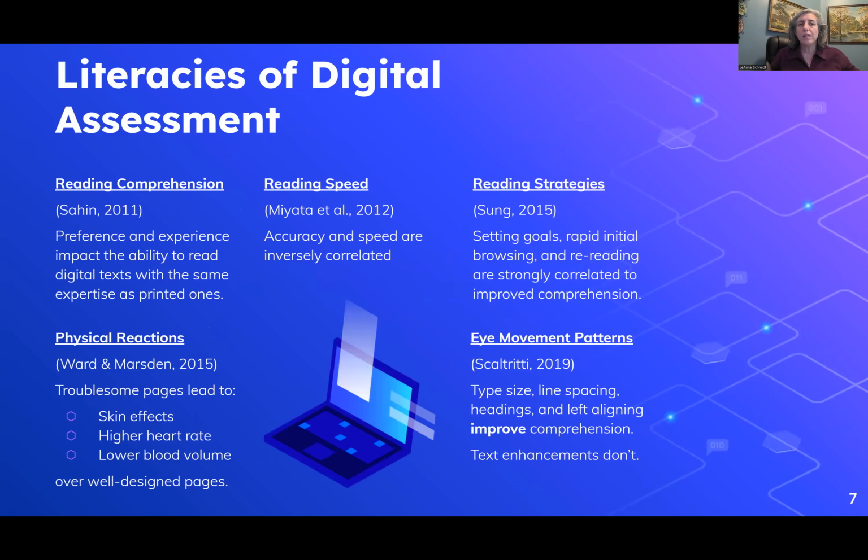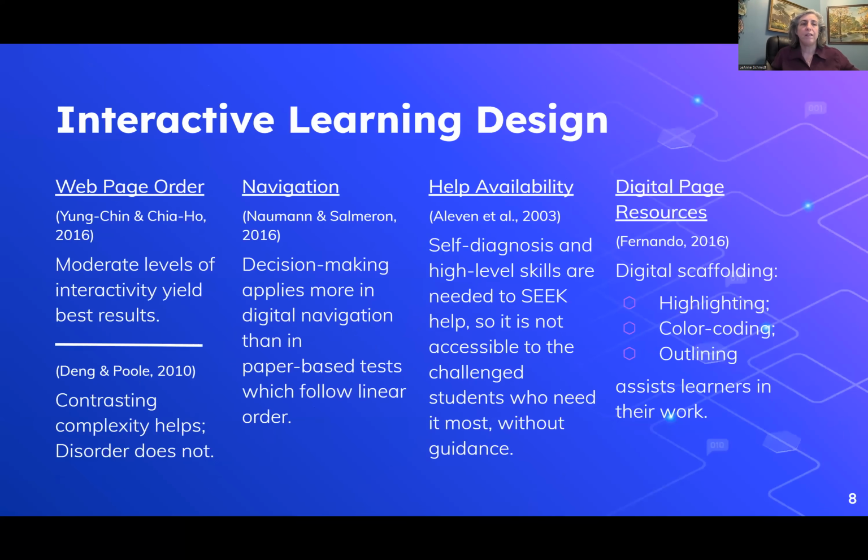Understanding the impact of digital assessment covers a variety of topics, including reading comprehension, reading speed, reading strategies, physical reactions, and attention patterns revealed through eye movements. All of these factors clearly reveal variations between digital texts and printed versions. Page design and navigation across pages in a website reveal different patterns as well.